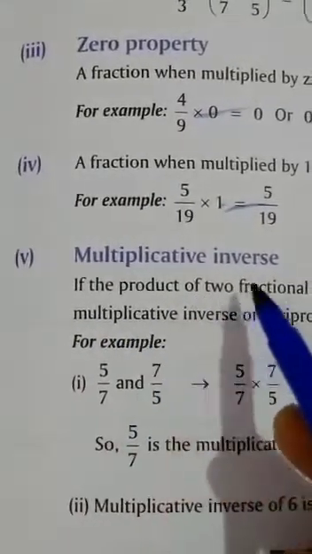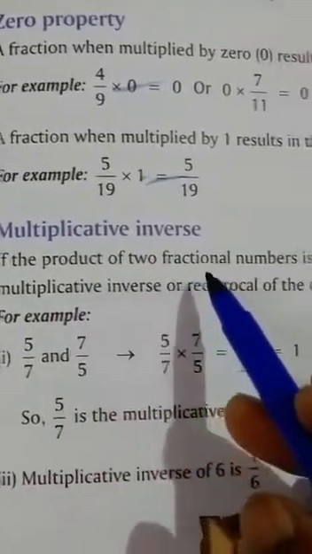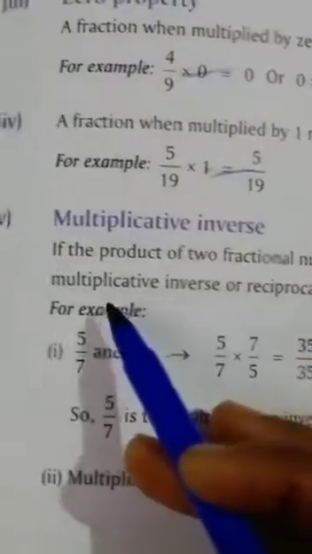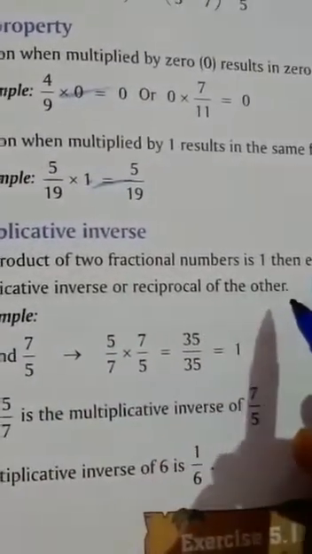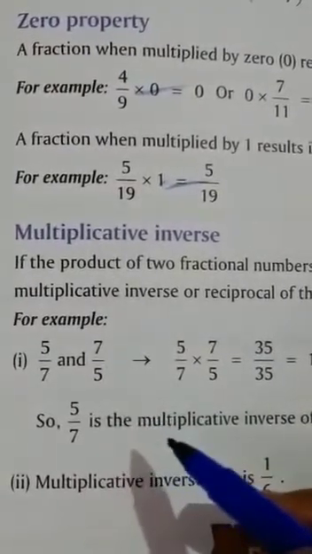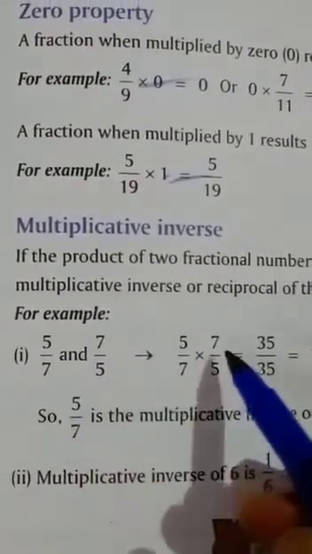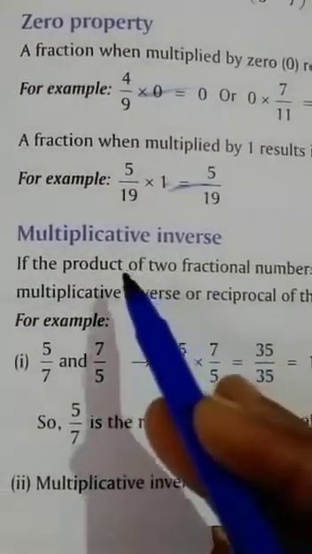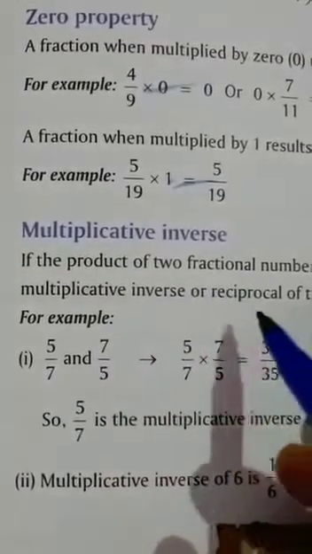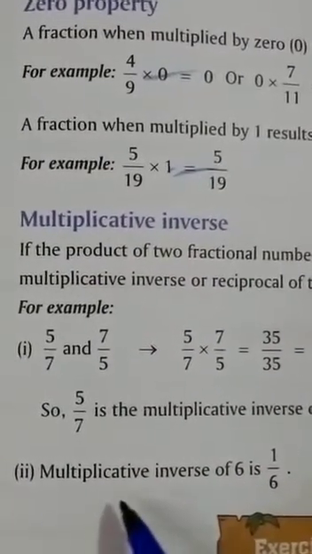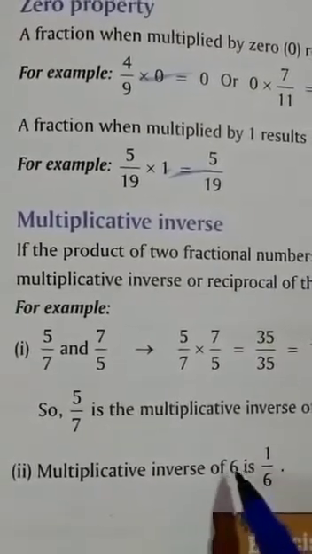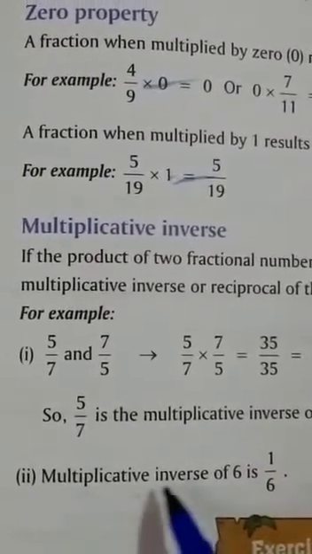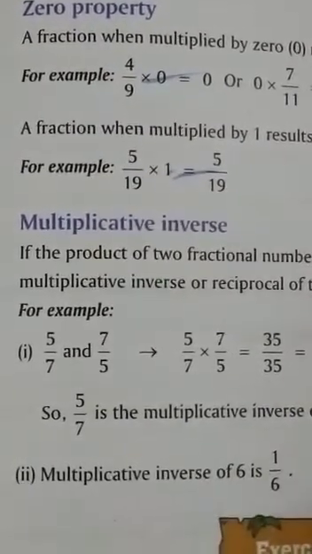Fifth, multiplicative inverse. If the product of two fractional numbers is 1, then each is called the multiplicative inverse or reciprocal of the other. Reciprocal or multiplicative inverse means if you multiply, you will get the same numerator and same denominator. Here you have seen the multiplicative inverse of 6. Here there is no denominator, so we take 1. So its opposite is 1 upon 6. Multiplicative inverse and reciprocal have the same meaning.